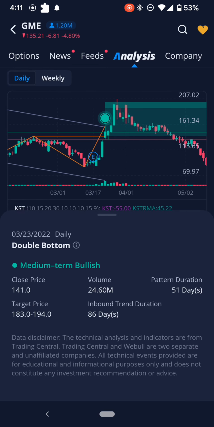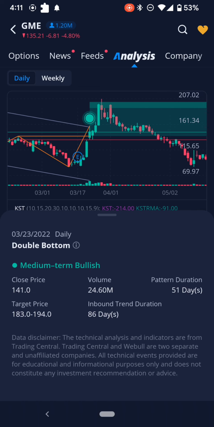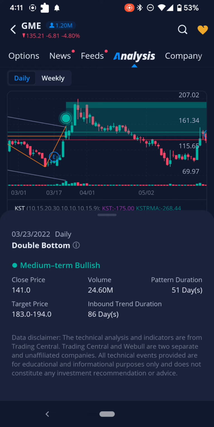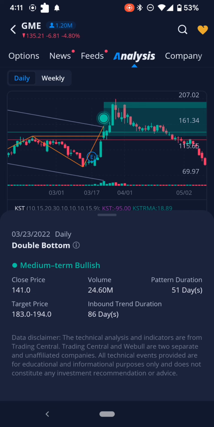Okay, there's the double bottom. So it shows this, it even draws a line here showing the double bottom. And then what's cool about this one, and if it can, it will, it gives you a target price. So this one shows pattern duration, so it took 51 days for that double bottom to happen, and then by the time it got to this green point, it basically pointed it out.